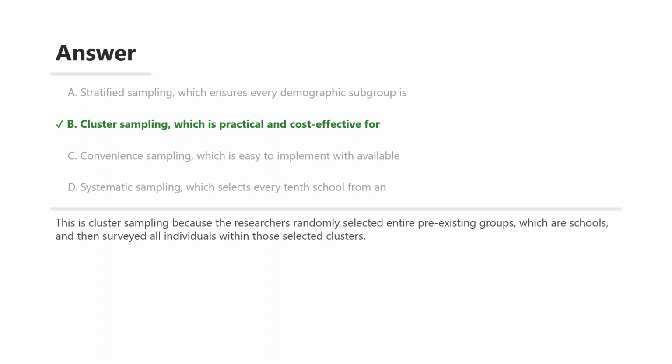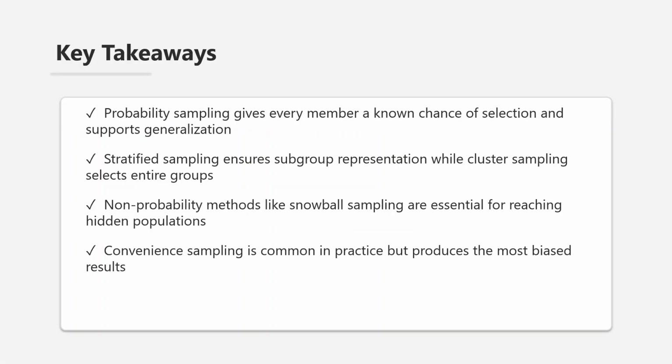Option A is incorrect because the schools are not being divided into subgroups by characteristics. Option C is incorrect because the schools were randomly selected, not selected for convenience. Option D is incorrect because schools were not selected at fixed intervals from an ordered list.